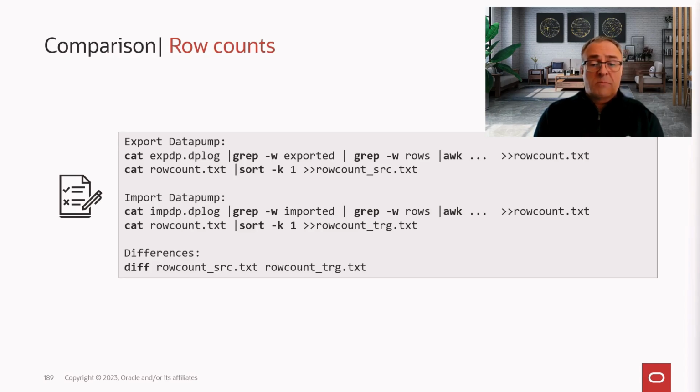As the order in the Data Pump log files between source and target might be different, we need to sort the output. And finally, use diff to get the differences. Do not forget to do that for all Data Pump log files on export and import side.